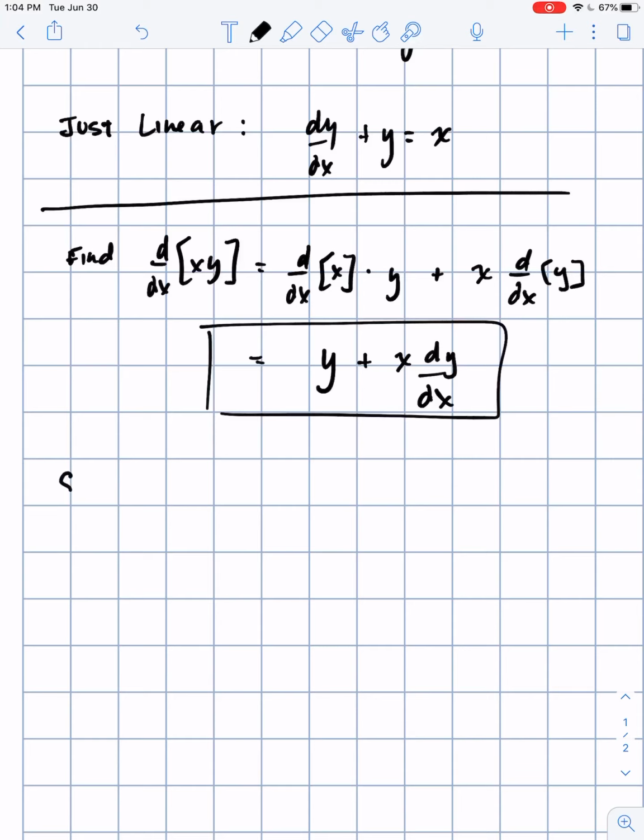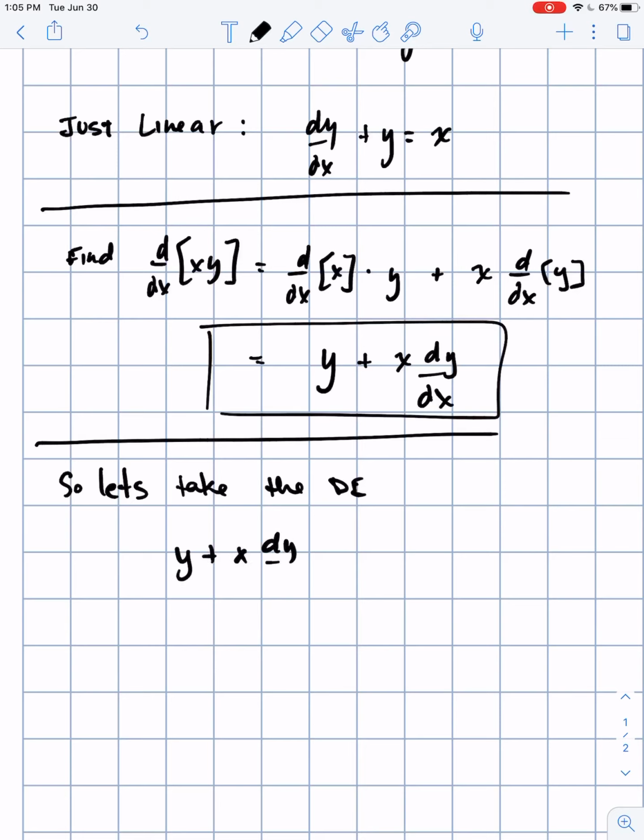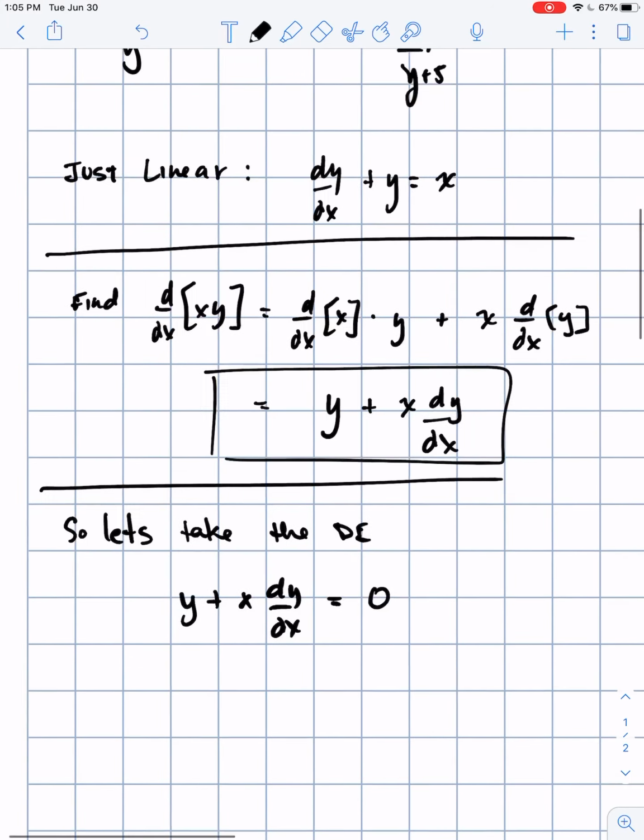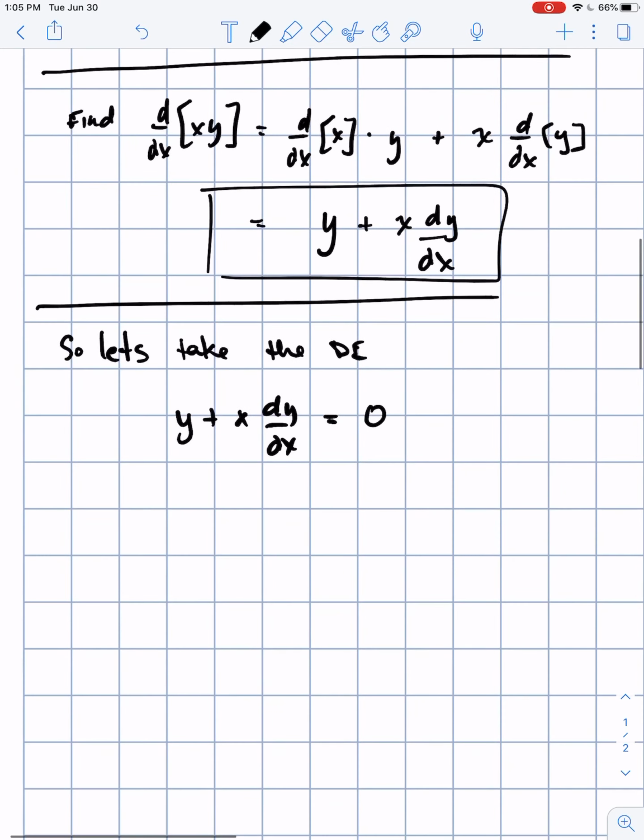Okay, so let's take the differential equation y plus x dy dx equal to, let's just make it 0 for now. My question is, obviously we know that this matches what I did above, because I just did the derivative of x times y. So I know what my solution should look like. But how do we get there?